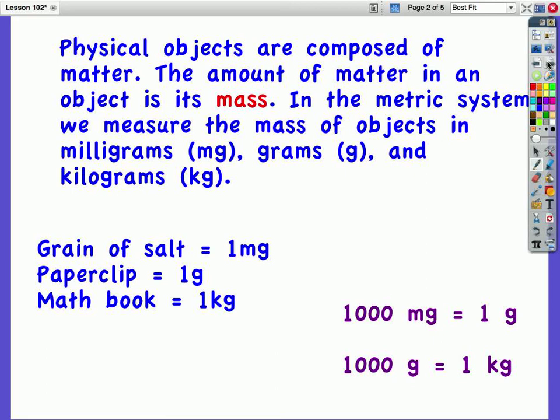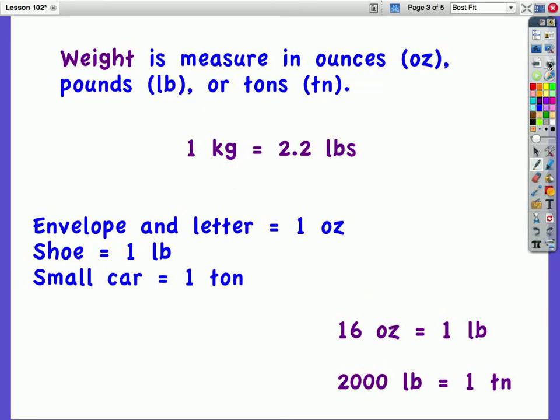If you think about a grain of salt, just one little tiny grain of salt, that's 1 milligram. A paper clip weighs about a gram, or its mass is about a gram. And a math book is about 1 kilogram. Some things to remember: there are 1,000 milligrams in a gram, and 1,000 grams in a kilogram. Just some things to help you.